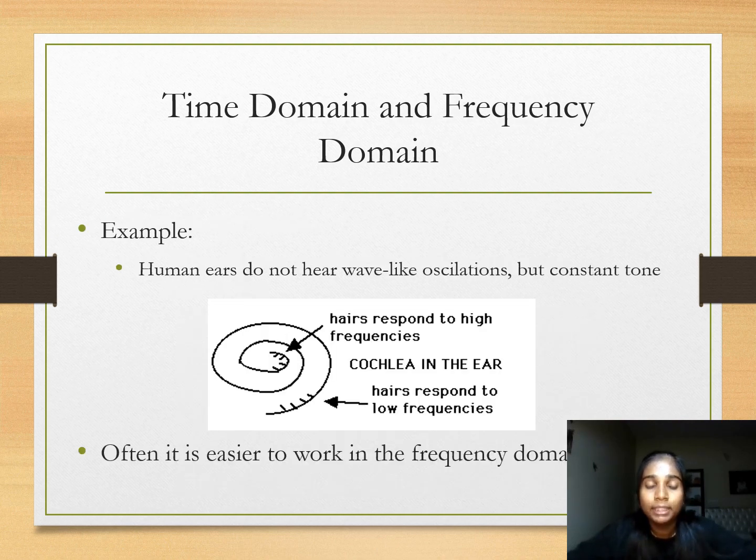One example is that the human ear cannot hear the sound waves that travel into our ear as such, but we hear a constant tone. That is possible by the spiral-shaped cochlea in the ear, where the hairs at one end respond to higher frequency and the hairs at the other end respond to lower frequency. This works as an easier form that converts to the frequency domain, or we can also say that often it is easier to work in the frequency domain.